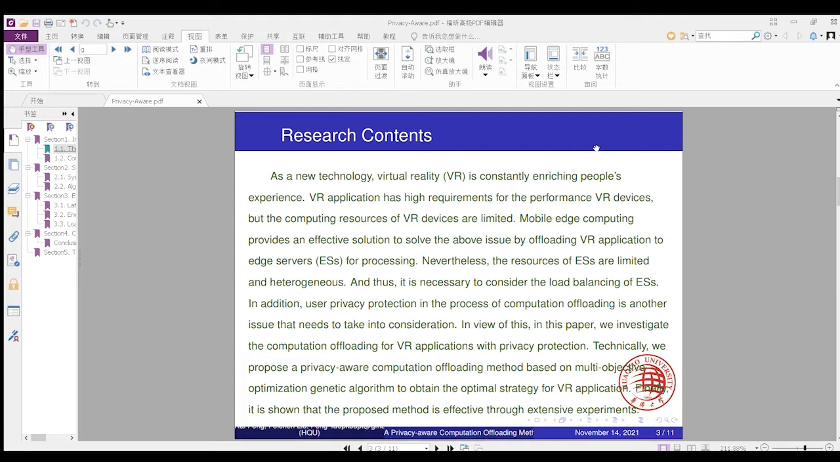user privacy protection in the process of computer offloading is a very important issue, and it needs to be taken into consideration. In view of this, in this paper, we investigate the computer offloading of VR applications with privacy preserving. Technically, we propose a privacy-aware computer offloading method based on a multi-objective genetic algorithm to obtain the optimal strategy for VR applications. Finally, it is shown that the proposed method is effective through extensive experiments.